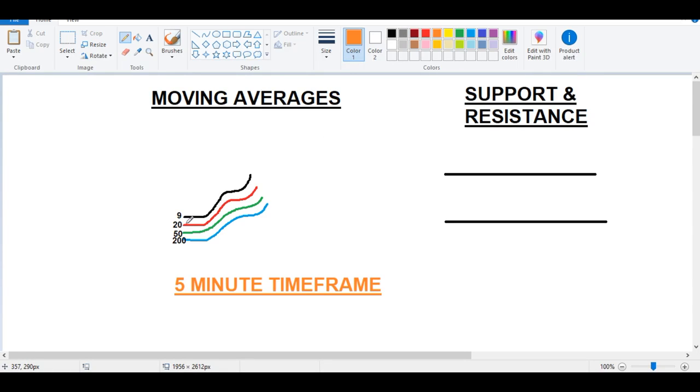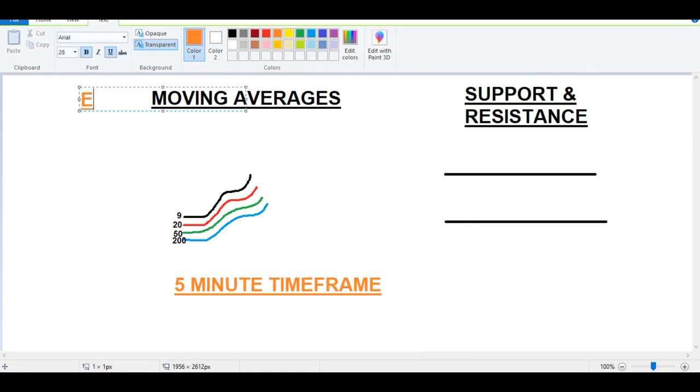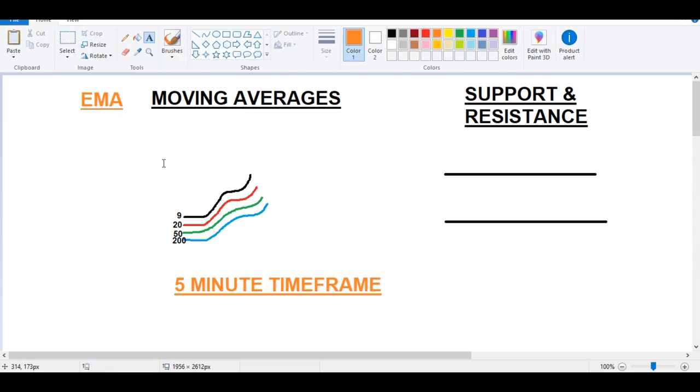So let's say price opens here somewhere. Now I have these 4 moving averages: 9, 20, 50, and 200. And these are the EMAs, guys, right? Let me put this here, EMAs. So you'll have SMA, DMA, EMA, WMA. I prefer EMA, which is exponential moving average. As per my experience, these work the best.